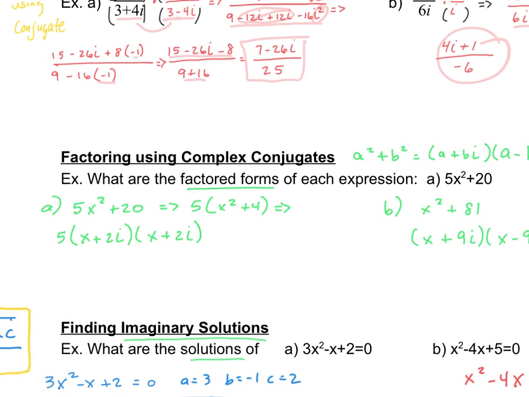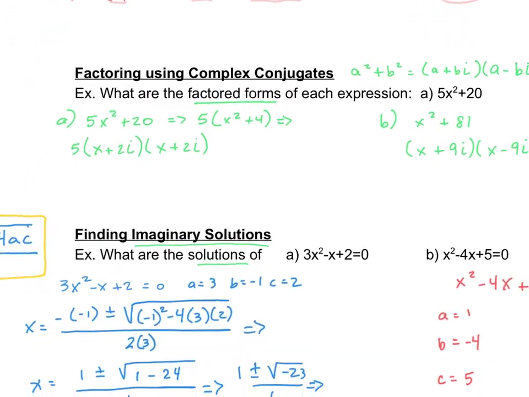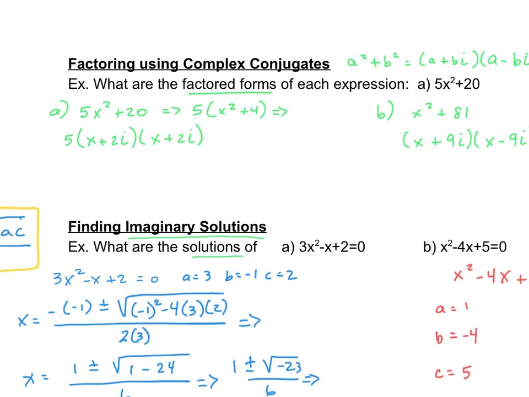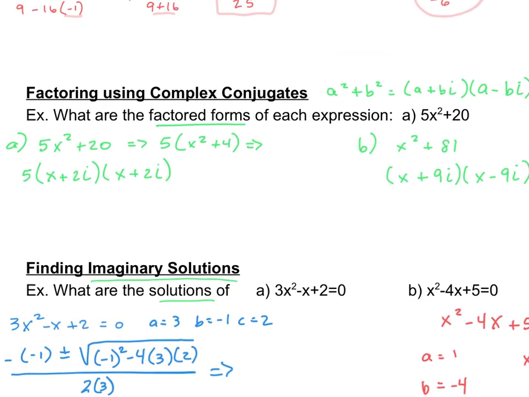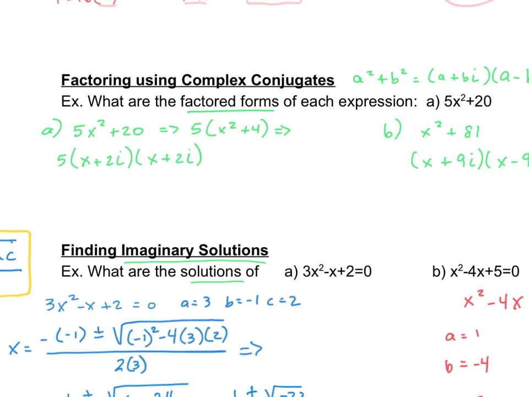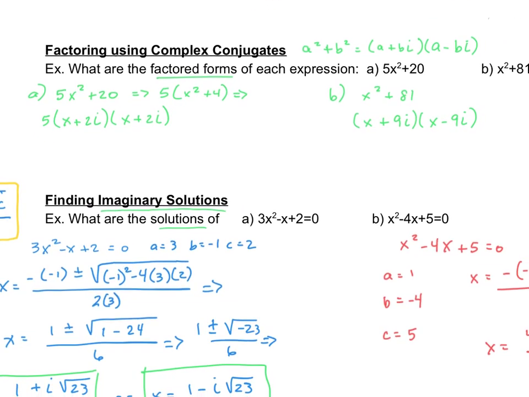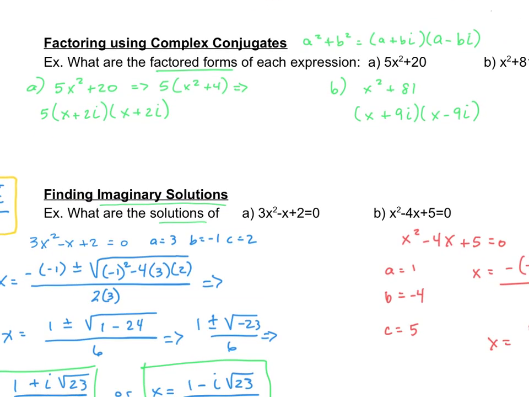Moving forward. As we factor these complex conjugates, remember we were coming up with these opposite signs. So we know here that a squared plus b squared will equal the binomial a plus bi times a minus bi. So we can use that to simplify some stuff here.